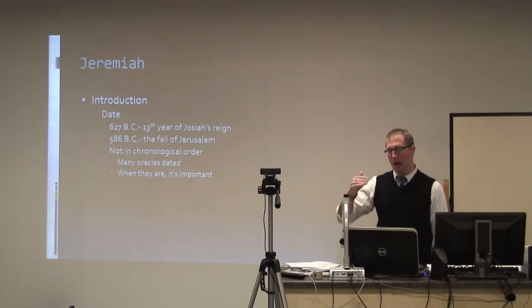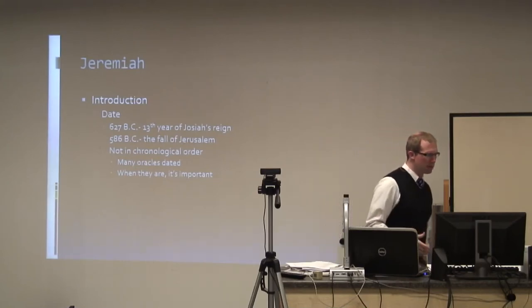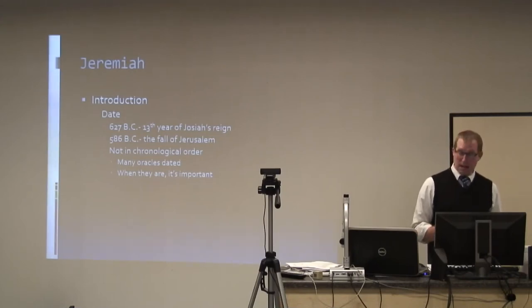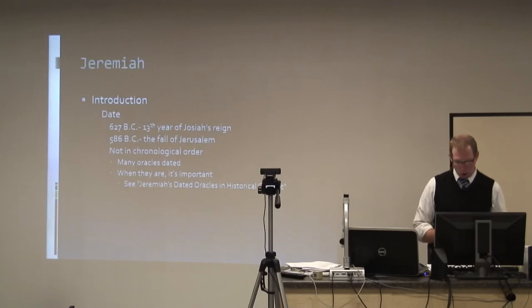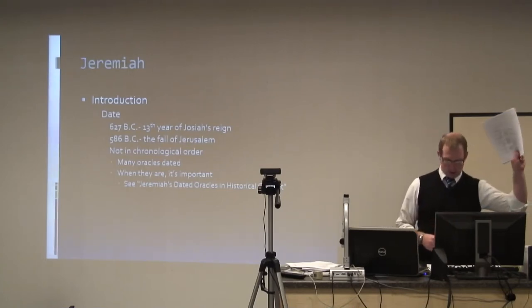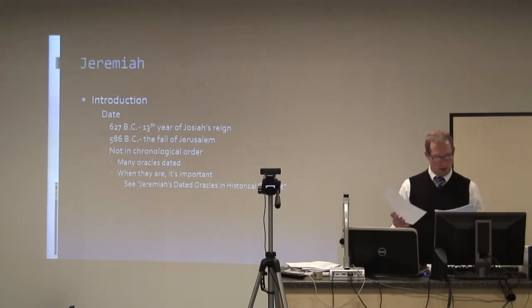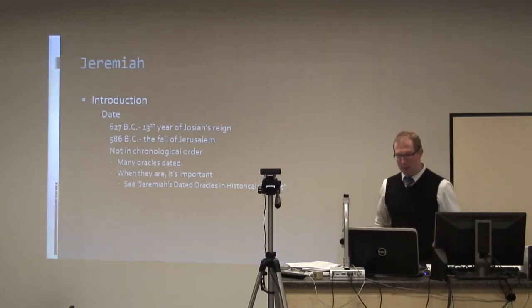So when you're reading Jeremiah and you see that a date is given, this happened in this year of this king during this event or at this time of this reign, pay attention to that. Take some time to familiarize yourself with what was going on at that point, because that's important. I say see Jeremiah's dated oracles in historical context. That will be a part of the chart package that I give you guys next week, that will help set some of those dated oracles in their historical context for you. So when that happens, pay attention, because it's important.